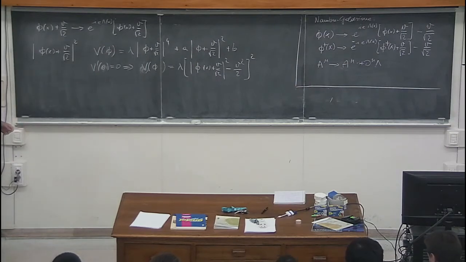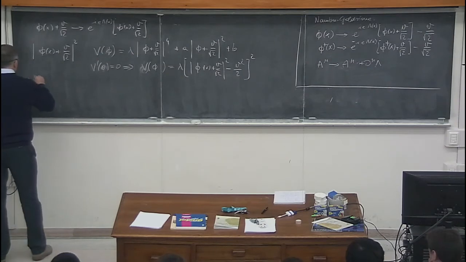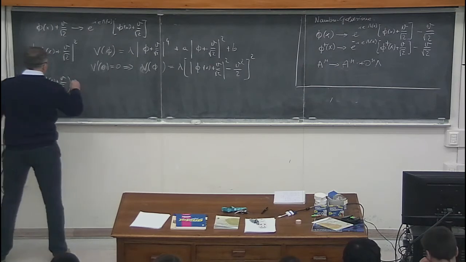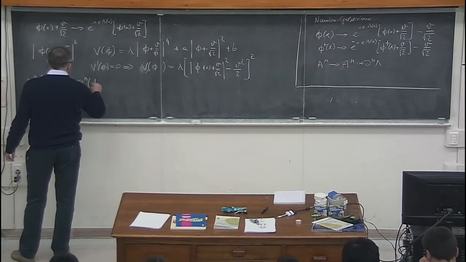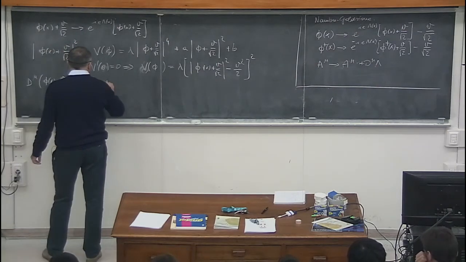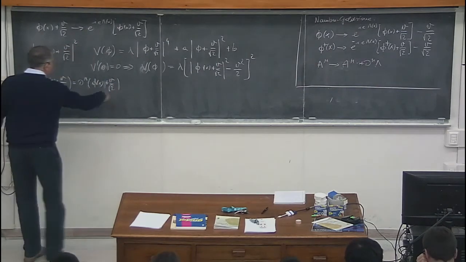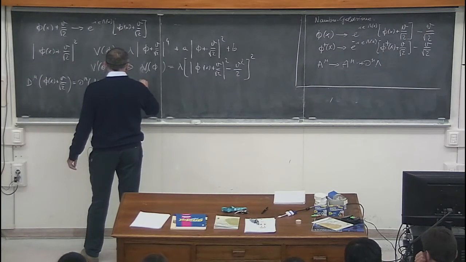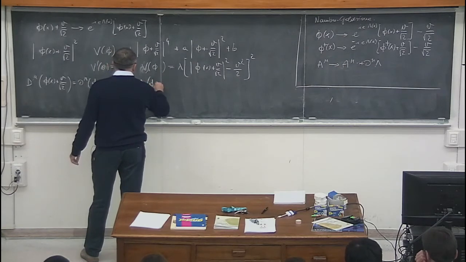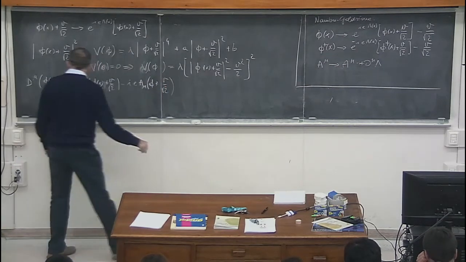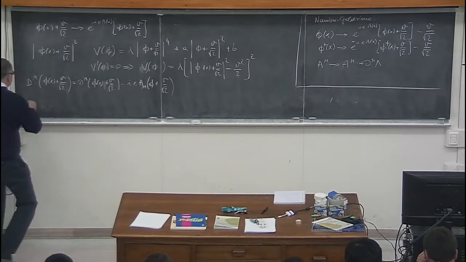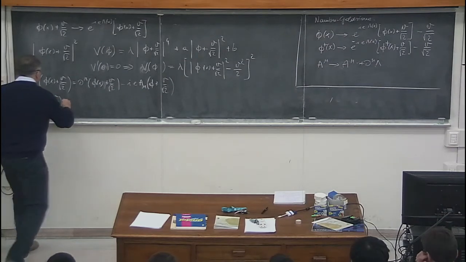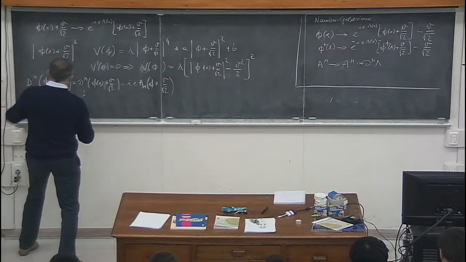I need a covariant derivative, and the covariant derivative is easy to work out. I define D_μ(φ + v/√2) as ∂_μφ plus ∂_μ of v/√2. This is irrelevant because the derivative acting on a constant gives 0. Then minus i e A_μ (φ + v/√2). This is again covariant in the sense that D_μ(φ + v/√2) transforms as the field.